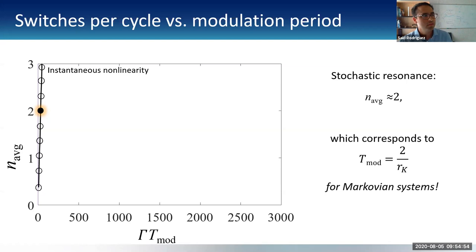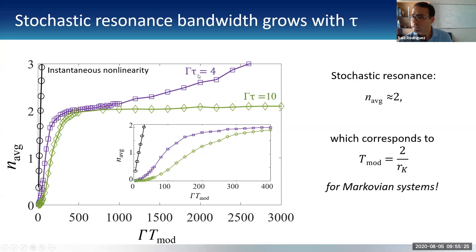So here I plot the average number of switches versus the modulation period. And when it equals 2, we have a stochastic resonance. Basically, this is when the modulation rate matches the Kramers rate. Now, what I didn't tell you in the beginning is that this condition only holds in the Markovian limit. So now we're going to vary the memory time of our system. And I'm going to show you calculations for two different values of tau. This is the memory time, which is also experimentally the thermal relaxation time.